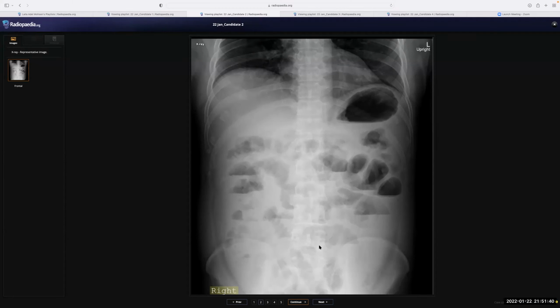I cannot see any air lucencies within the liver or within the biliary tree to suggest air in the biliary tree or the portal vein. I do not see any area of free intraperitoneal air. With the history of abdominal pain and vomiting and multiple air fluid levels, I'll get in touch with the surgical team and the clinical team and suggest that a contrast-enhanced CT abdomen should be the next step for investigating this patient.